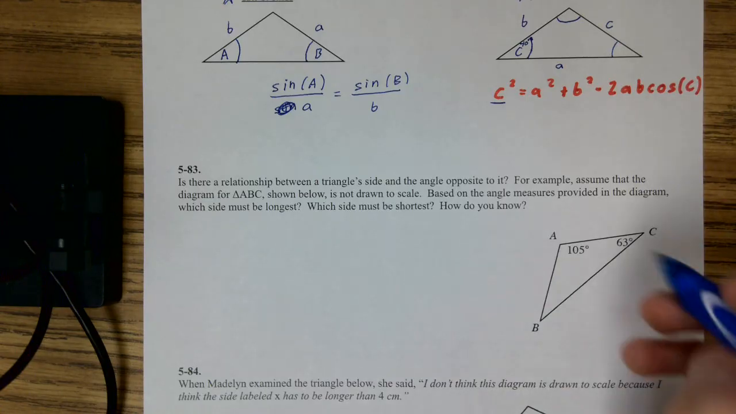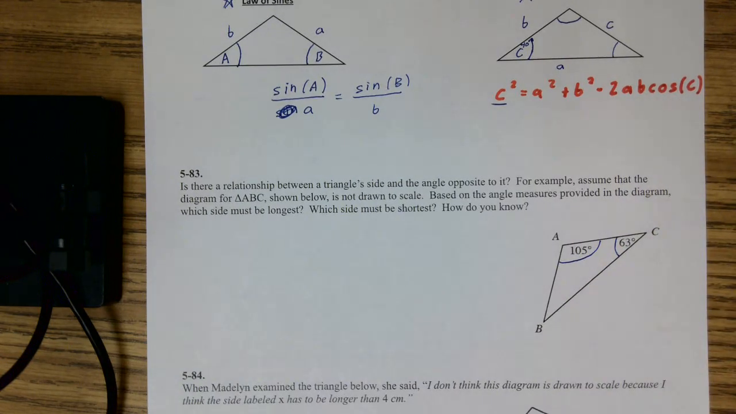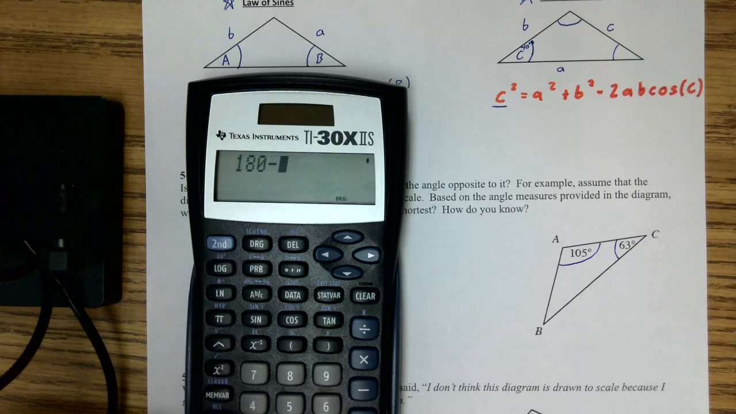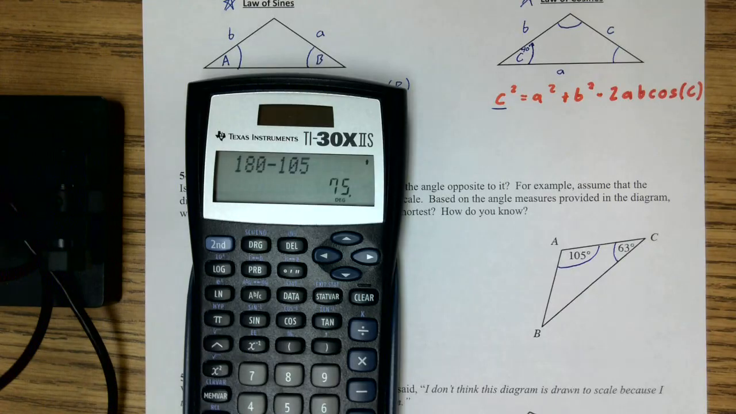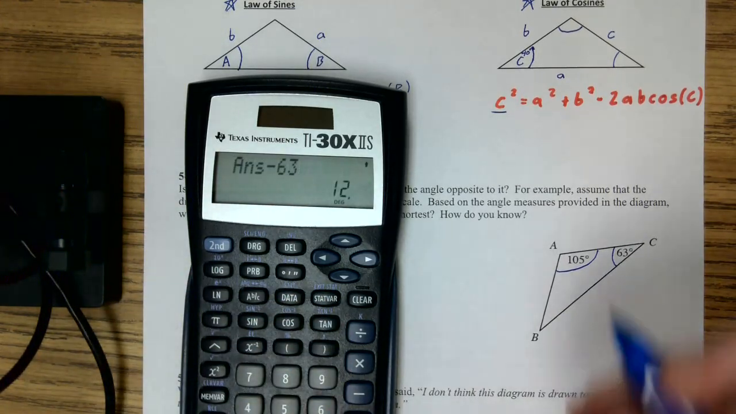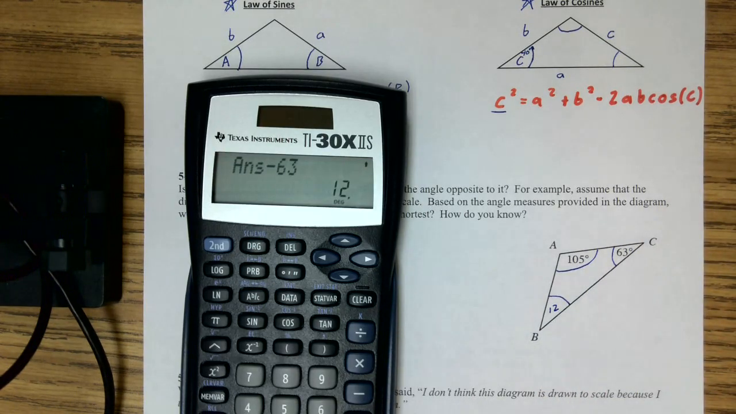Well, let's think about this for a second. If we know this is 105 and we know that this is 63, I'm going to go ahead and add this to the triangle sum theorem that we've used in the past. If we remember the triangle sum theorem, we know that it adds up to 180. So I'm going to do 180 minus 105, and that's 75, and then minus 63, which in this case becomes 12. So this is the same kind of idea as we've talked about in the past.